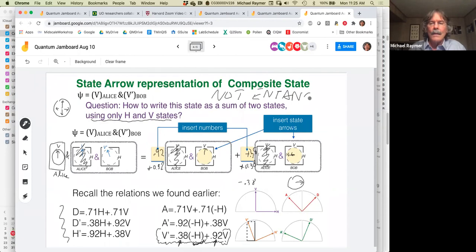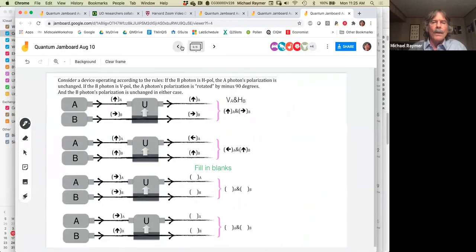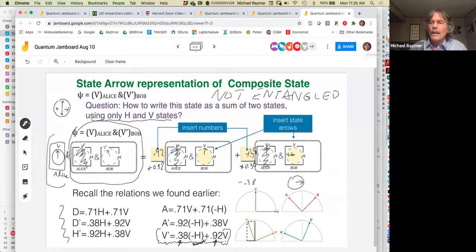See, that satisfies my rule. If I can write the state as the state of Alice over here, times the state of Bob, it's not entangled. So we can deal with Bob's state separately. All right, fantastic. I can't remember what is on the next page. That's for later. Okay, let's go back to Keynote.